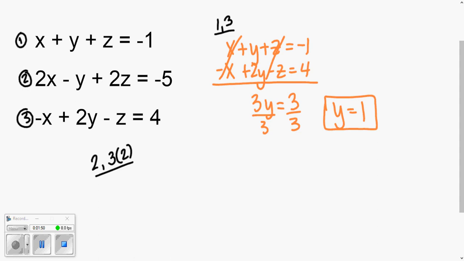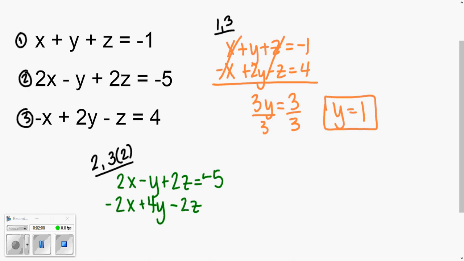So equation 2 is 2x minus y plus 2z equals negative 5. I'm going to couple that with equation 3 after I've multiplied by 2. So equation 3 multiplied by 2 is a negative 2x plus 4y minus 2z equals 8. My goal was to use equation 2, because I hadn't used it yet, and eliminate x.